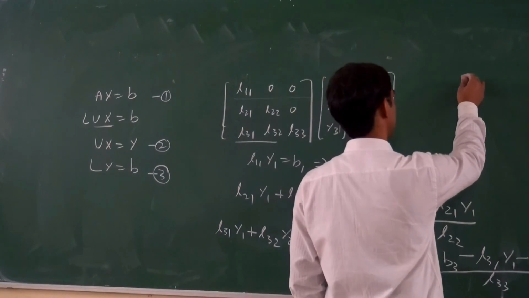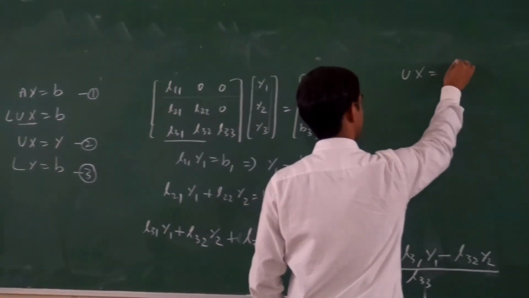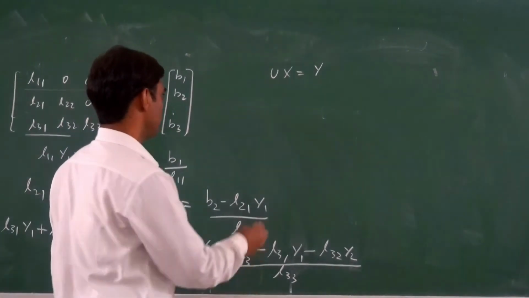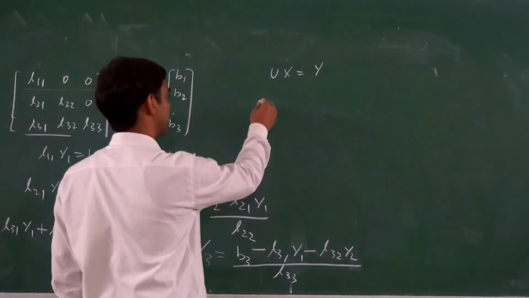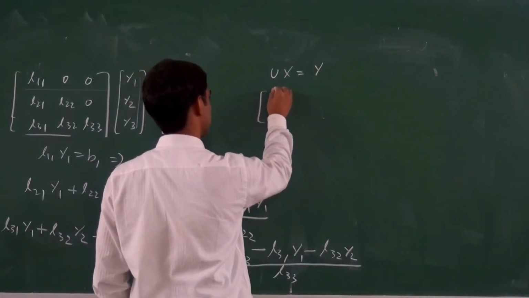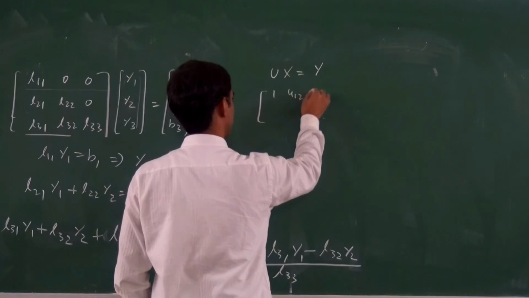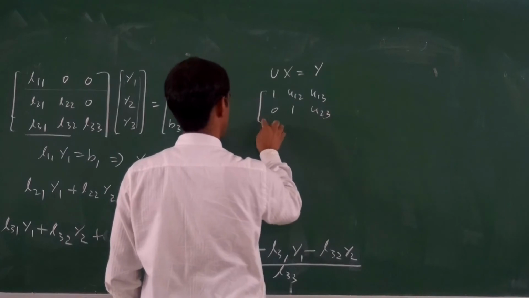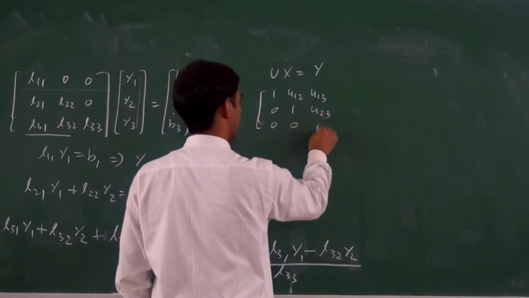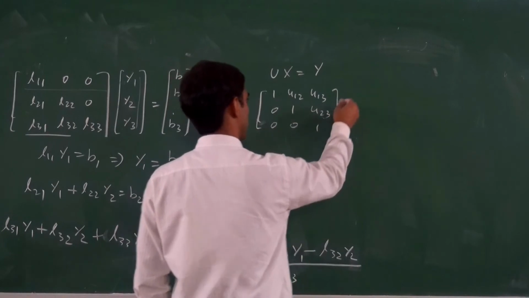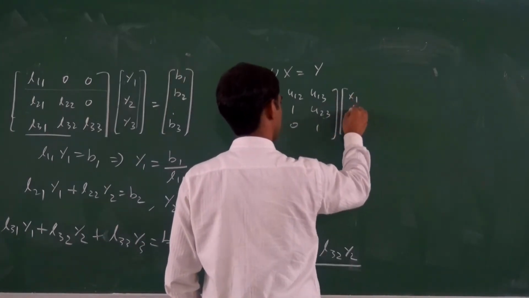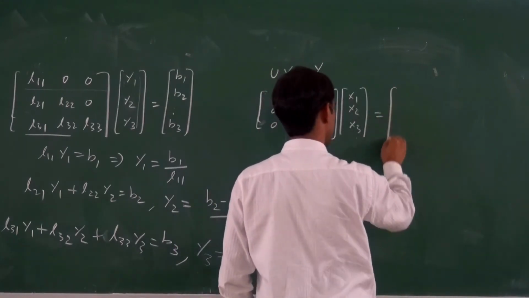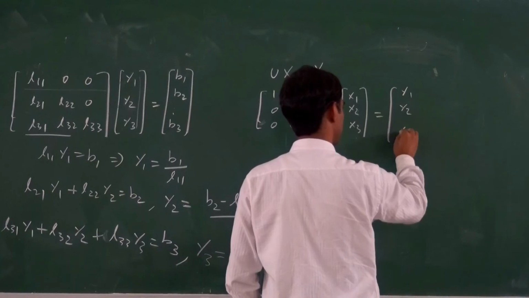So what is the upper triangular matrix? Ux equals Y. So Ux equals Y, and here we write the upper triangular matrix: 1, U12, U13, 0, 1, U23, and the last row 0, 0 and 1. We write X1, X2 and X3. This equals Y1, Y2 and Y3.